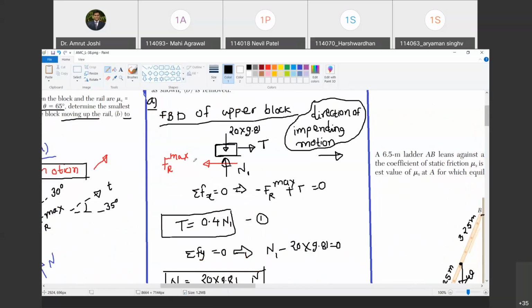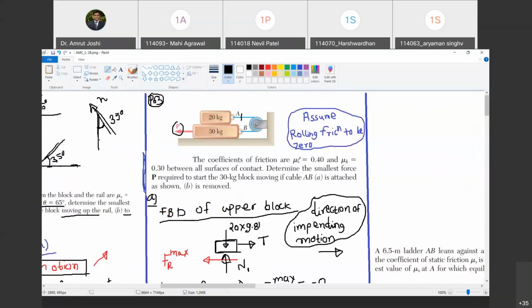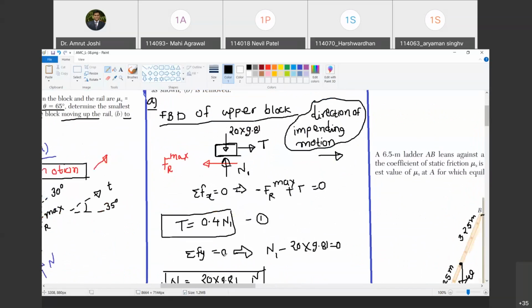But what is FR max? FR max is nothing but coefficient of static friction. Why? Because the motion has not started. So coefficient of static friction 0.4 multiplied by N1. Agreed? Yes, sir. So minus 0.4 times N1 plus T equal to 0 gives me T is equal to 0.4 times N1. Happy? Yes, sir.